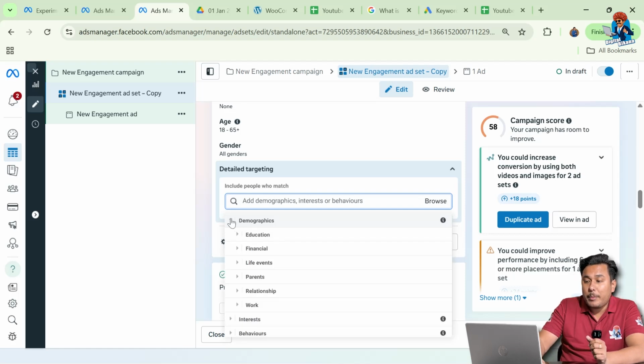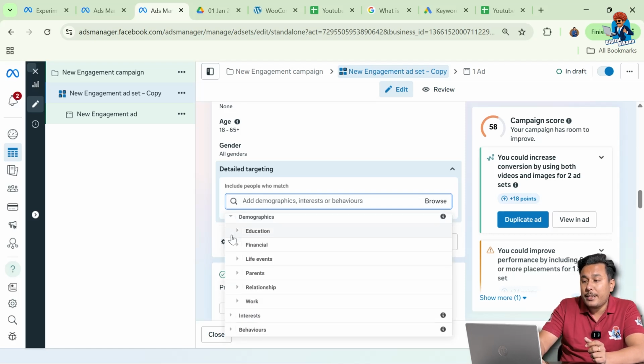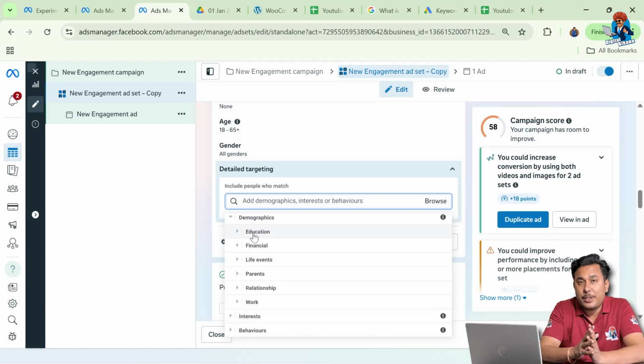In order that your ad reaches the right audience, you can do demographic based targeting. Let me click on demographics. Here are a few filters available. The first one is education. You can target people on the basis of their education level. The second one is financial. You can target people on the basis of their financial situation. And the third one is life events. You can target people on the basis of their life events. Fourth one is parents. You can target people on the basis of their parenting. And the next one is relationship, and another one is work. So these are demographic based targeting filters.